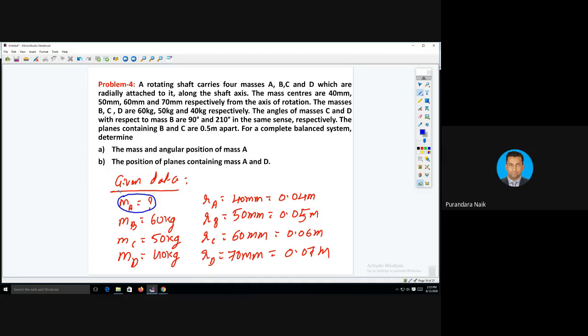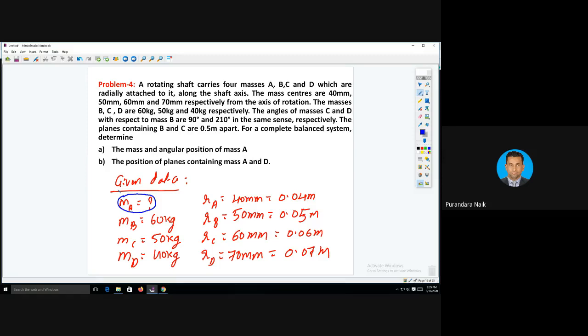The angles of C and D with respect to mass B. Here the reference mass is B. Angle of mass C with respect to B is 90 degrees. Mass D with respect to B is 210 degrees. Don't get confused. It is 90 degrees, not the angle between C and D. It is the angle between C and B, and 210 degrees is the angle between D and B. With reference to B, we are going to measure the angle.